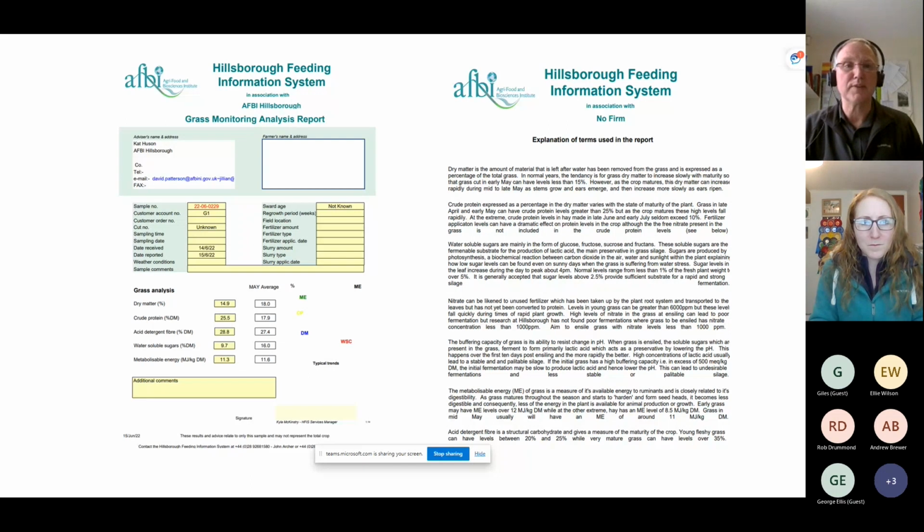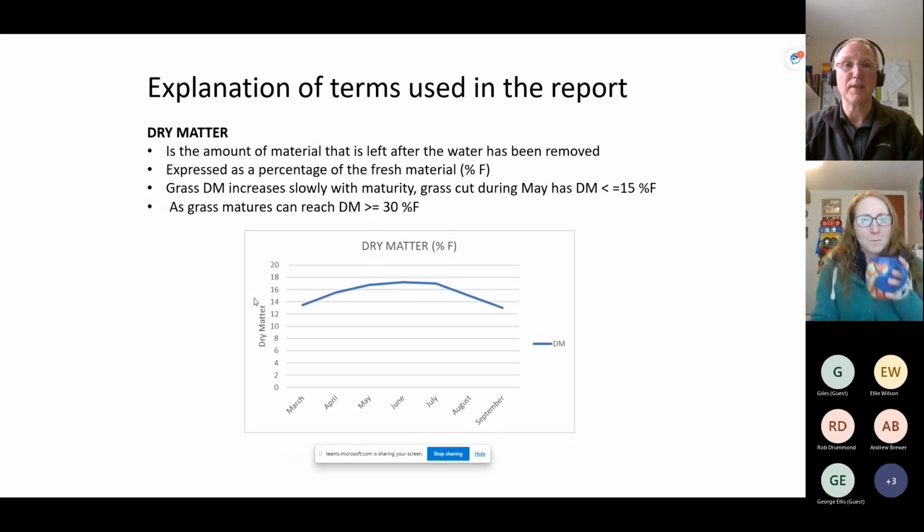So we're going to be considering things like the dry matter, the crude protein, the ADF, or acid detergent fiber, water soluble sugars, and ME, or metabolizable energy. So what does that really mean, and where do we get the figures from, and how does that relate to the analysis week on week, month on month? If you want to interrupt, that's 100%. So just a quick explanation of the terms before we go any further.